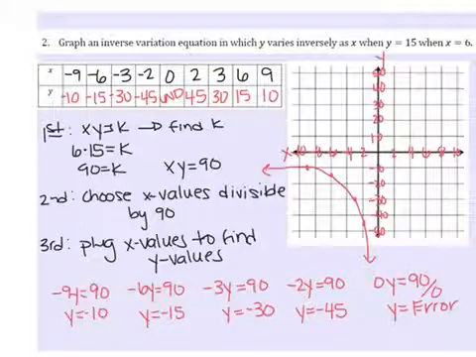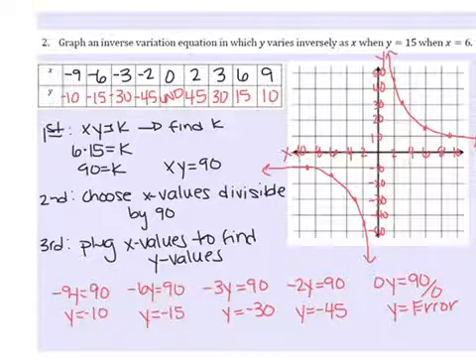So we're going to skip the 0. So we're going to go 2, 45; 3, 30; 6, 15; and 9, 10. Again, this is going to give me a curved line. It eventually will level out, but it'll get really, really close to the axes and never actually touch them.